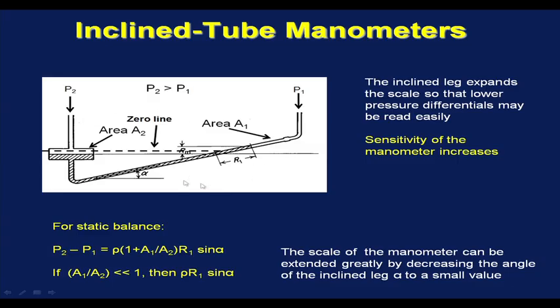For example, if you look at this figure, this is the 0 line. So, if this leg was not inclined, but if this leg was vertical, the pressure differential would have been the small amount Rm. But by inclining it, the equivalent portion of Rm is R1, which is much easier to read. So, essentially we increase the sensitivity of the manometer.